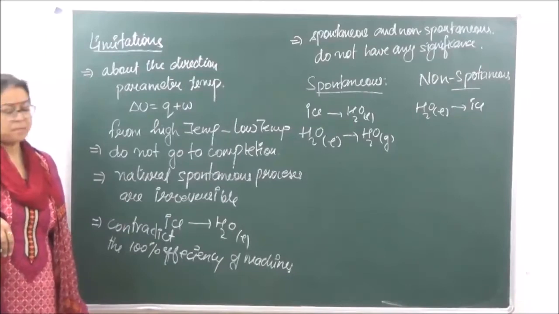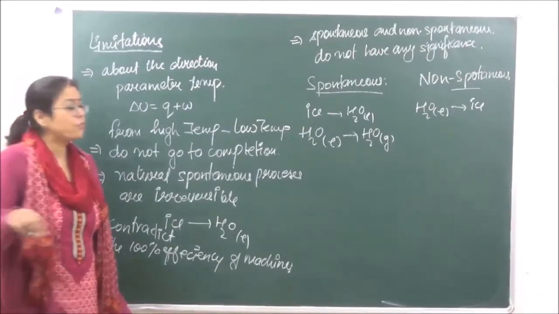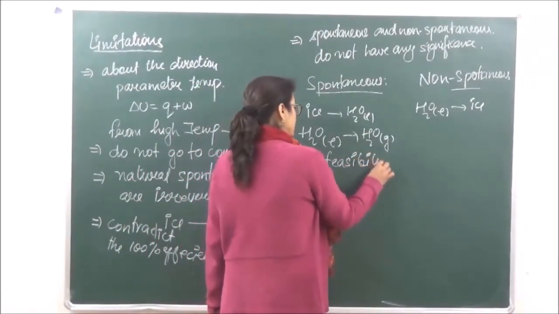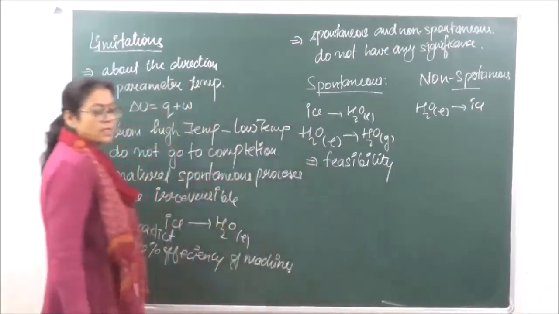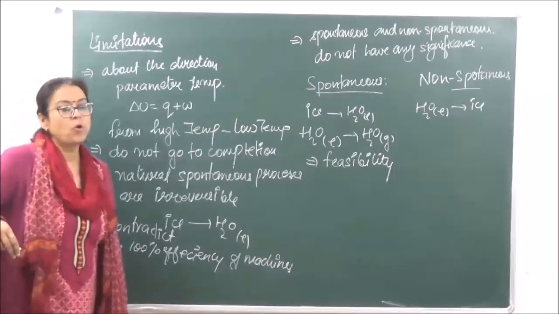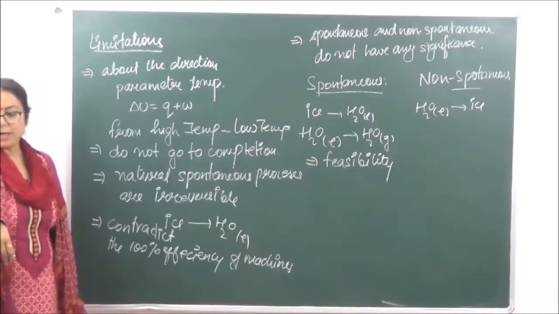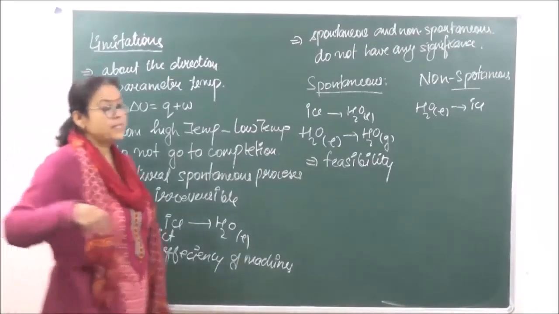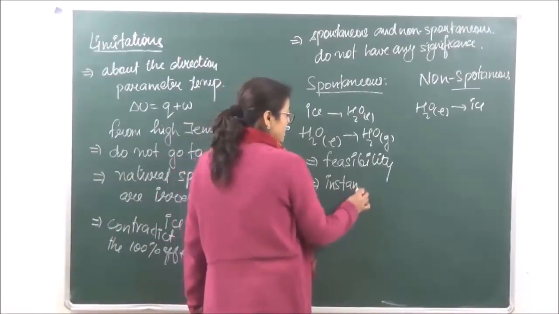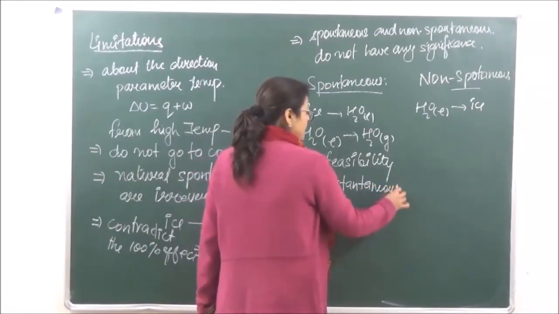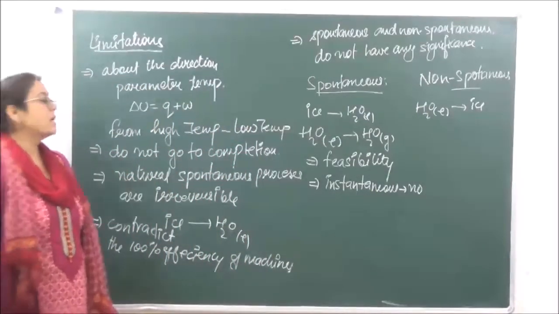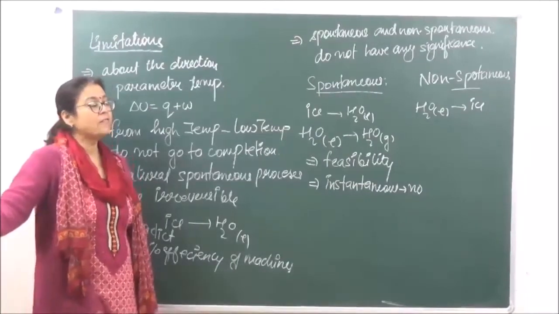Now basically when we are talking of the spontaneity of a reaction, we come to another term, which we call the feasibility of a reaction. Any spontaneous reaction is going to be feasible. Feasible means that it will go towards the product side. Now when we are talking of spontaneous reactions over here, it does not mean that these reactions are instantaneous. It means that the reactions may proceed at a very slow rate.